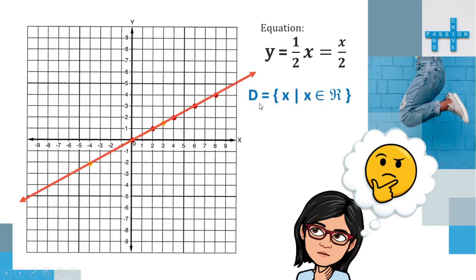Ang domain natin will be, our domain is equal to x, such that x is an element of real numbers. Kasi nga po, dahil ito ay nag-extend. Okay, hindi siya nalilimit to negative 9 and positive 9. Yung lahat ng ating real numbers are possible values of our x. Ganun din naman sa ating range. So, ito po, no? Pwede pa siya mag-extend pataas at pababa, kaya ang ating range is equal to y, such that y is an element of real numbers.